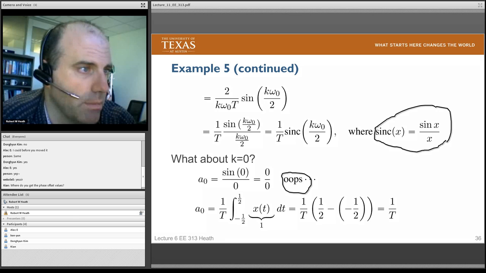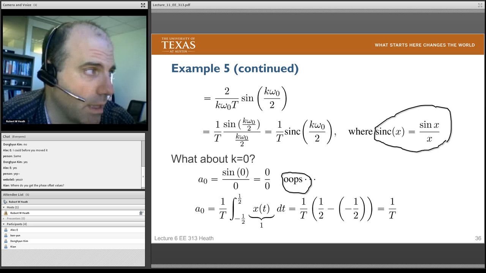Now, there's a little problem here, which is what happens at k equals 0? Because when k equals 0, I get the sinc of 0, which is sine of 0 over 0, which is 0 over 0. Oops.